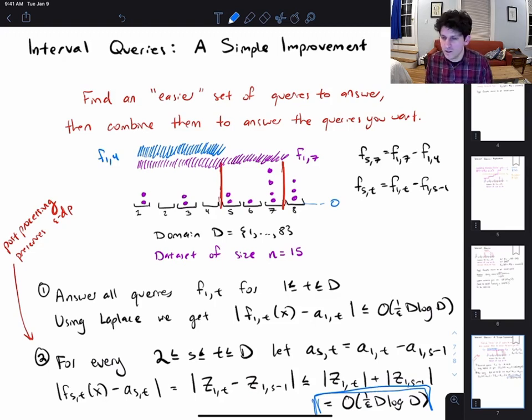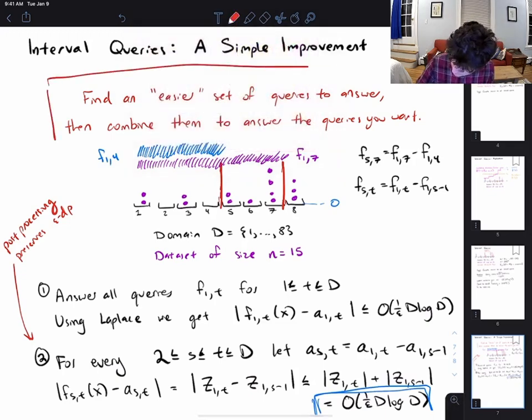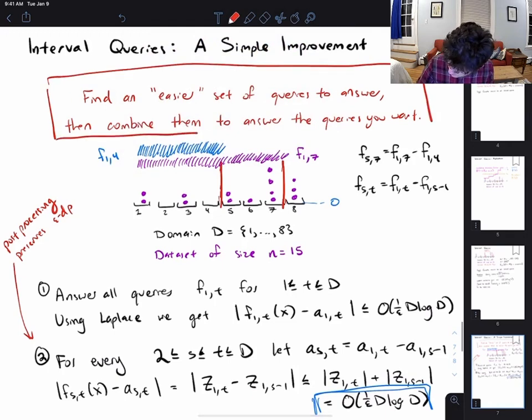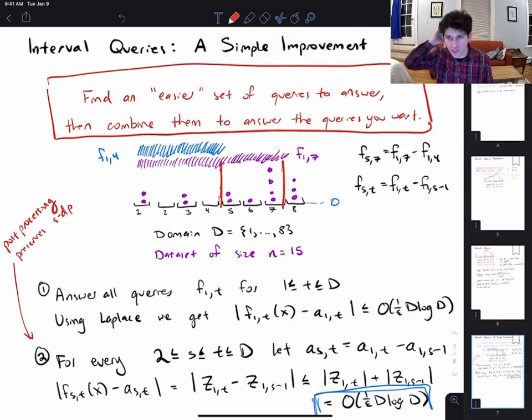And remember, the key idea here is to find an easier set of queries to answer. In our case, that easier set of queries was a subset of all the queries, but in principle, I don't have to use interval queries. I could use some other set of queries. But I found an easier set of queries, a smaller set of queries, and I combined them in some way to get all the remaining queries I care about.